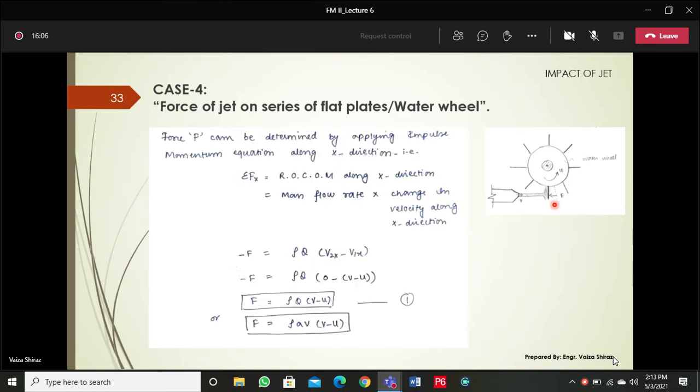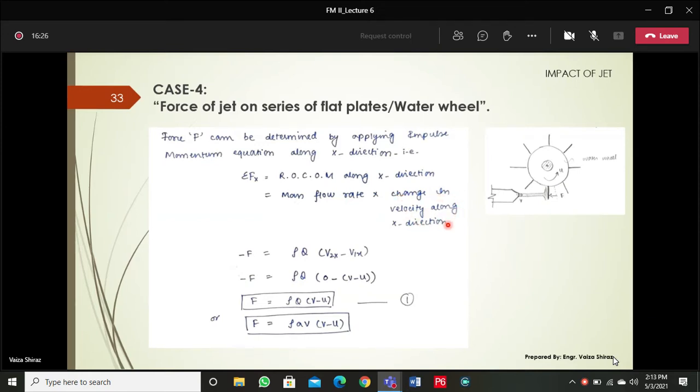So what is your objective? You have to find out the forces. That force is acting along the x direction. It means that you will apply the impulse momentum equation along the x direction. That is, summation of the forces along x is equal to rate of change of momentum along the x direction. That is mass flow rate into change in the velocity along the x direction.